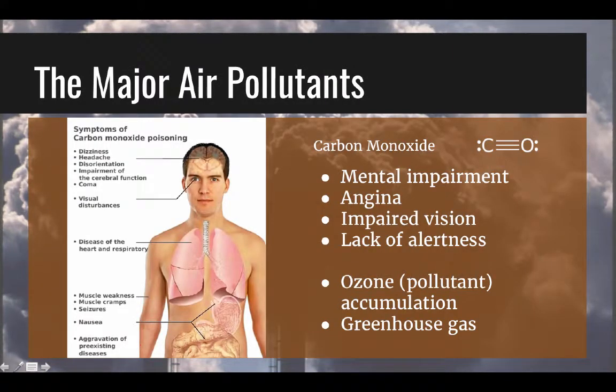Carbon monoxide is a poisonous gas that leads to mental impairment, angina, impaired senses, and also accumulation of ozone, and it behaves as a greenhouse gas. Carbon monoxide results mostly from natural processes, but humans contribute a large amount, mostly via incomplete fuel combustion and motor vehicle exhaust. Other man-made sources include non-road vehicles and construction equipment, wood stoves, incinerators, and industrial processes.